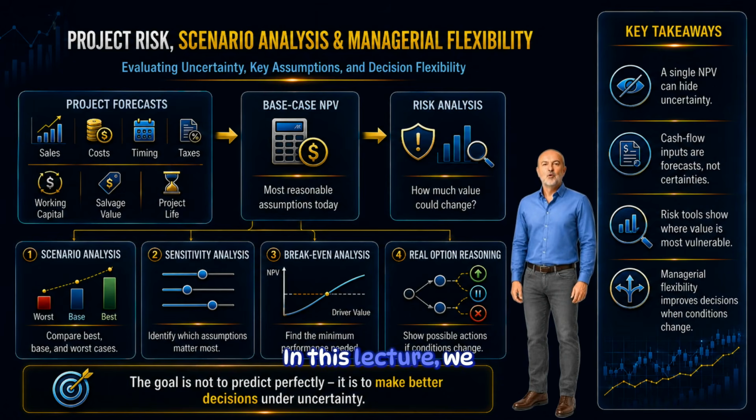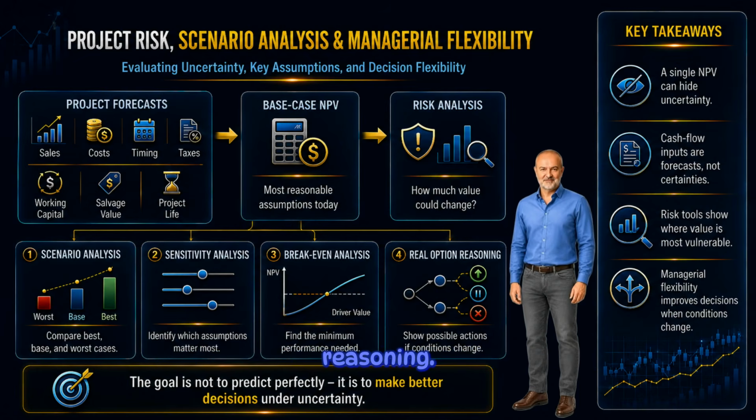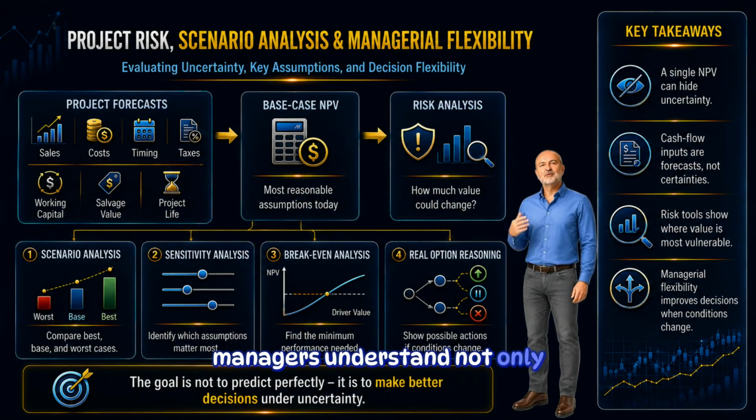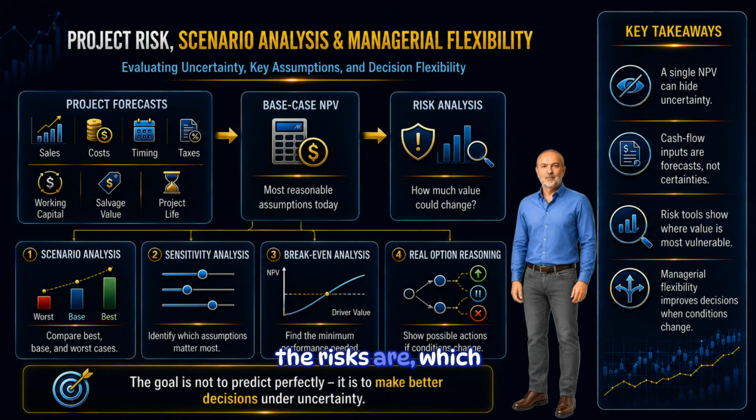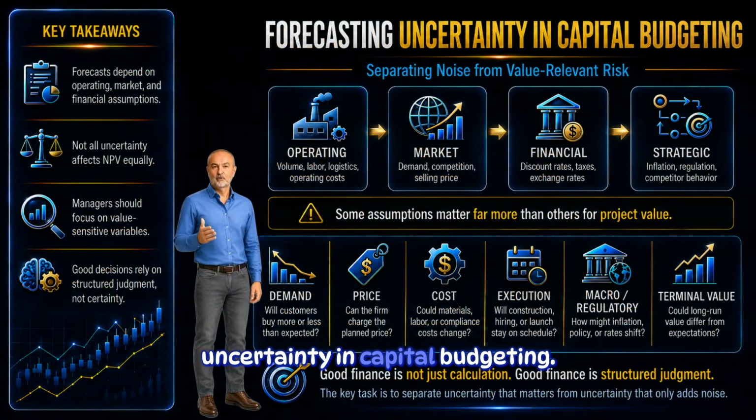In this lecture, we will look at scenario analysis, sensitivity analysis, break-even analysis, and real option reasoning. Together, these tools help managers understand not only whether a project appears valuable, but also where the risks are, which assumptions matter most, and what actions may be available if conditions change. The goal is not to predict the future perfectly. The goal is to make better decisions under uncertainty. Let's begin with forecasting uncertainty in capital budgeting.